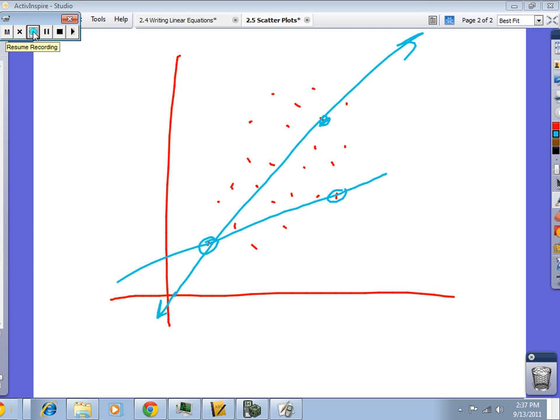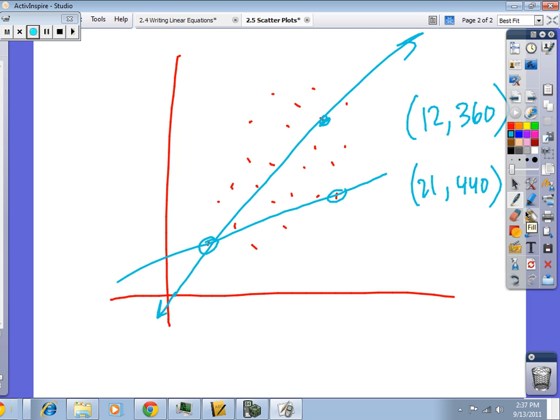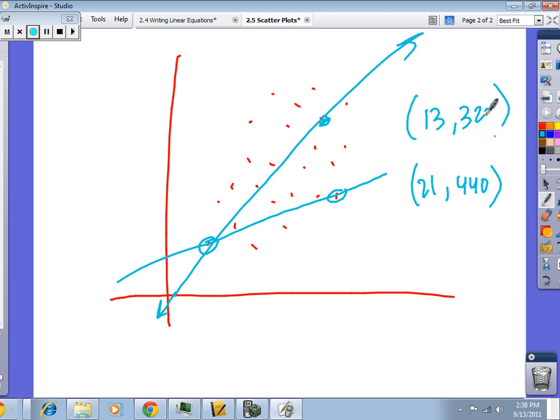Why don't you give them to me? What 2 did you choose? 12 and 360? 21 and 440? So 12 and 360, what is that? Maybe it's 13 and 320. Alright, let me erase it. 13 and 320. That one is your cheeseburger. And then 21 and 440, what one matches up with that? Oh, 21 and 420? Okay. Now, your dots are going to be different than Katie's. You chose different dots. You've got different eyeballs than her. They're going to be close, though.